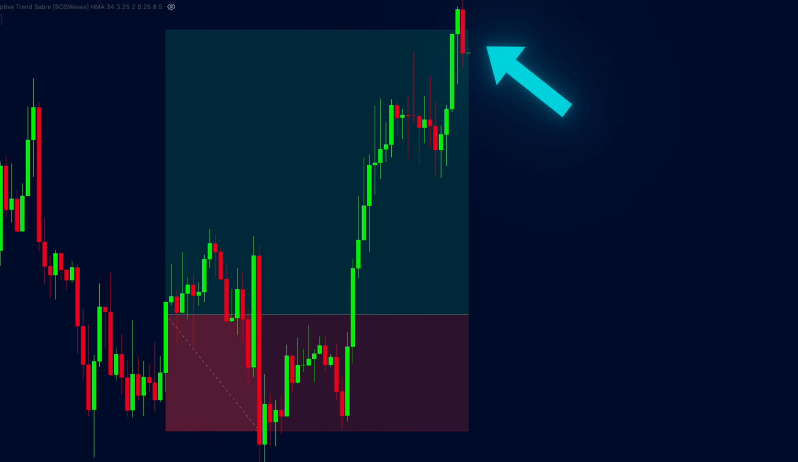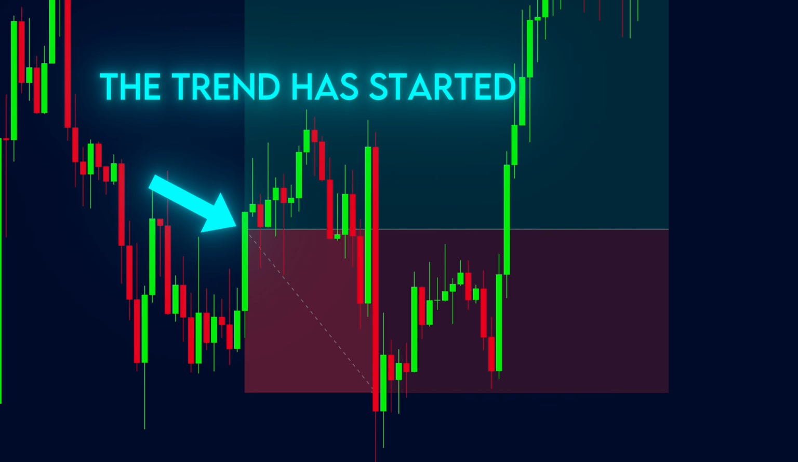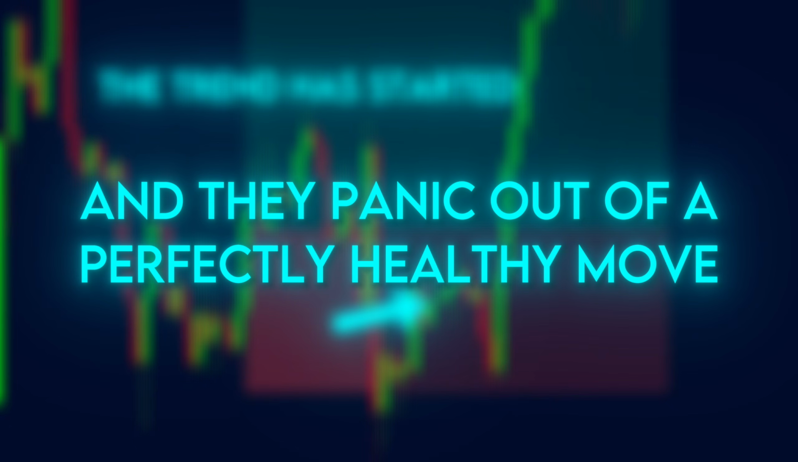Most traders don't lose because they pick the wrong direction. They lose because they don't actually know when a trend is real, when it's weakening, or when the market is just moving sideways. A few bullish candles appear, and they assume the trend has started, only to see price reverse. Or the market pulls back slightly, and they panic out of a perfectly healthy move.